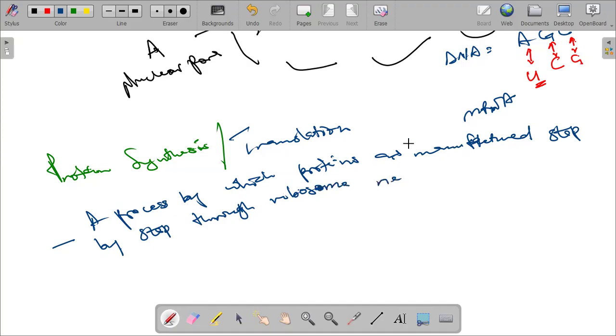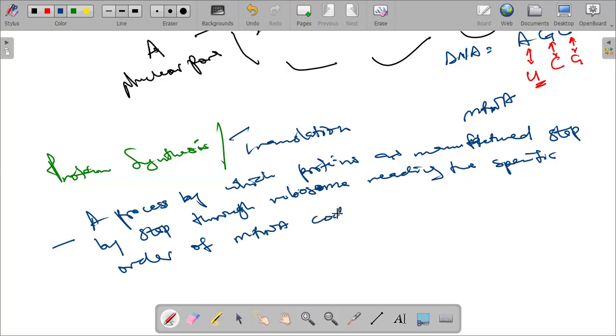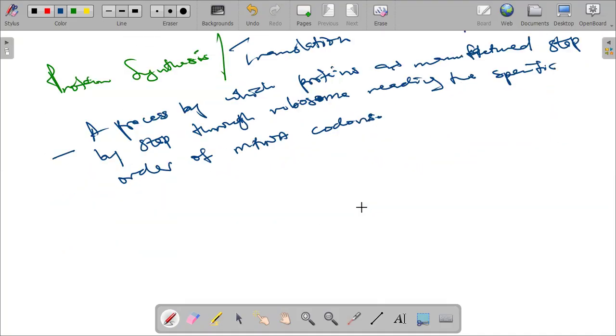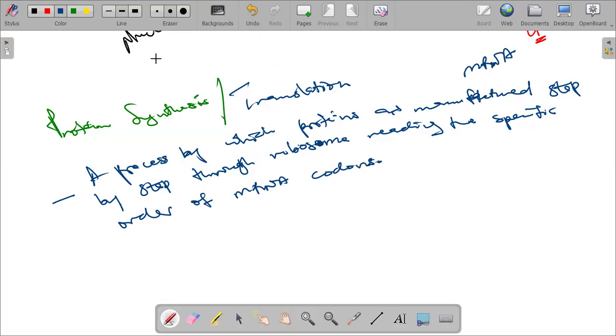When it reads the order of mRNA, the ribosome is reading the specific order of mRNA codons. So the order of the mRNA is what defines how the proteins are to be manufactured. So please, class, don't make a mistake there.